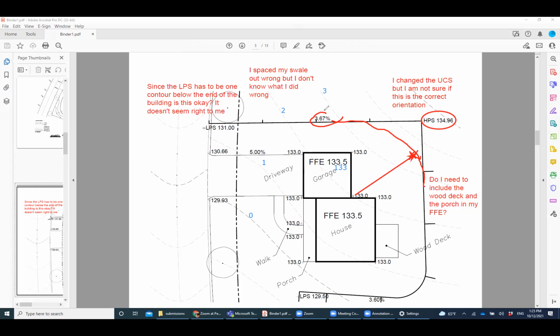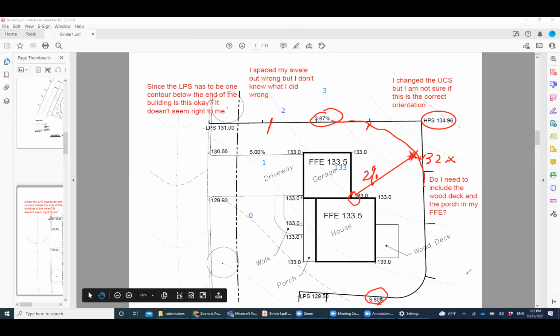Given that we are above 2% here, we could lower this based on your 133 and 2%. Not sure how far this is. If it's 30 or 40 feet, this is 132 point something. And then your next contour will be 2 and 1. Okay, 2 and 1. Okay.